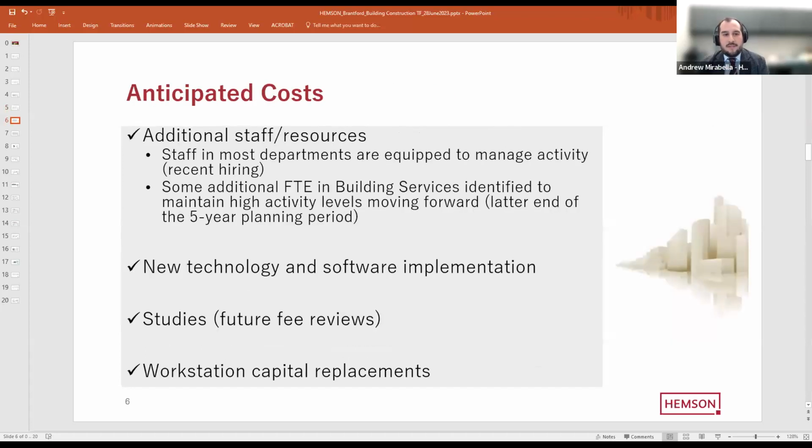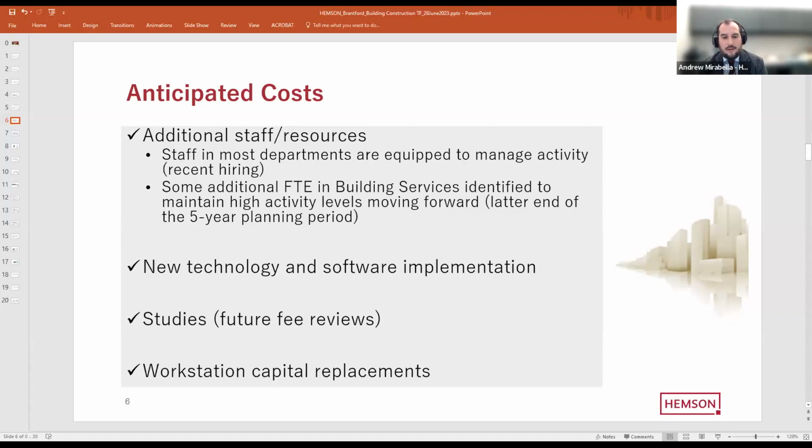One thing that we've done from a fee setting perspective is we look at anticipated costs as well. So when we think about additional staff resources, those are all captured within our 5-year time period. Staff in most departments are pretty equipped to manage the activity projected in this planning period, and that's part and parcel of some recent hirings, particularly on the engineering side. We have flagged some additional FTE requirements in building services, which may be required to maintain that high level of activity moving forward. So we've incorporated some of those costs within this planning horizon, recognizing that any of those FTE needs are still going to be subject to budget deliberations on a go-forward basis.